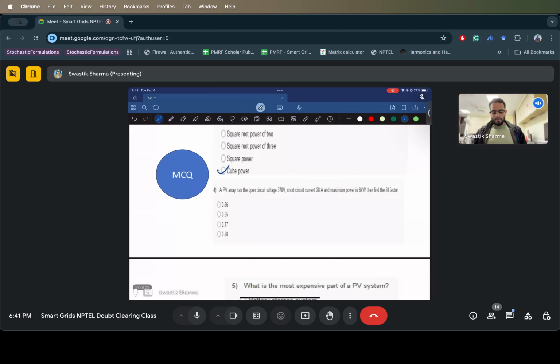Fourth, a PV array has an open circuit voltage of 370 volts, a short circuit current of 28 amperes, and a maximum power of 8 kilowatt. What is the fill factor? So what is fill factor? It is VMP times IMP by VOC times ISC. Who can tell me what is the correct answer?